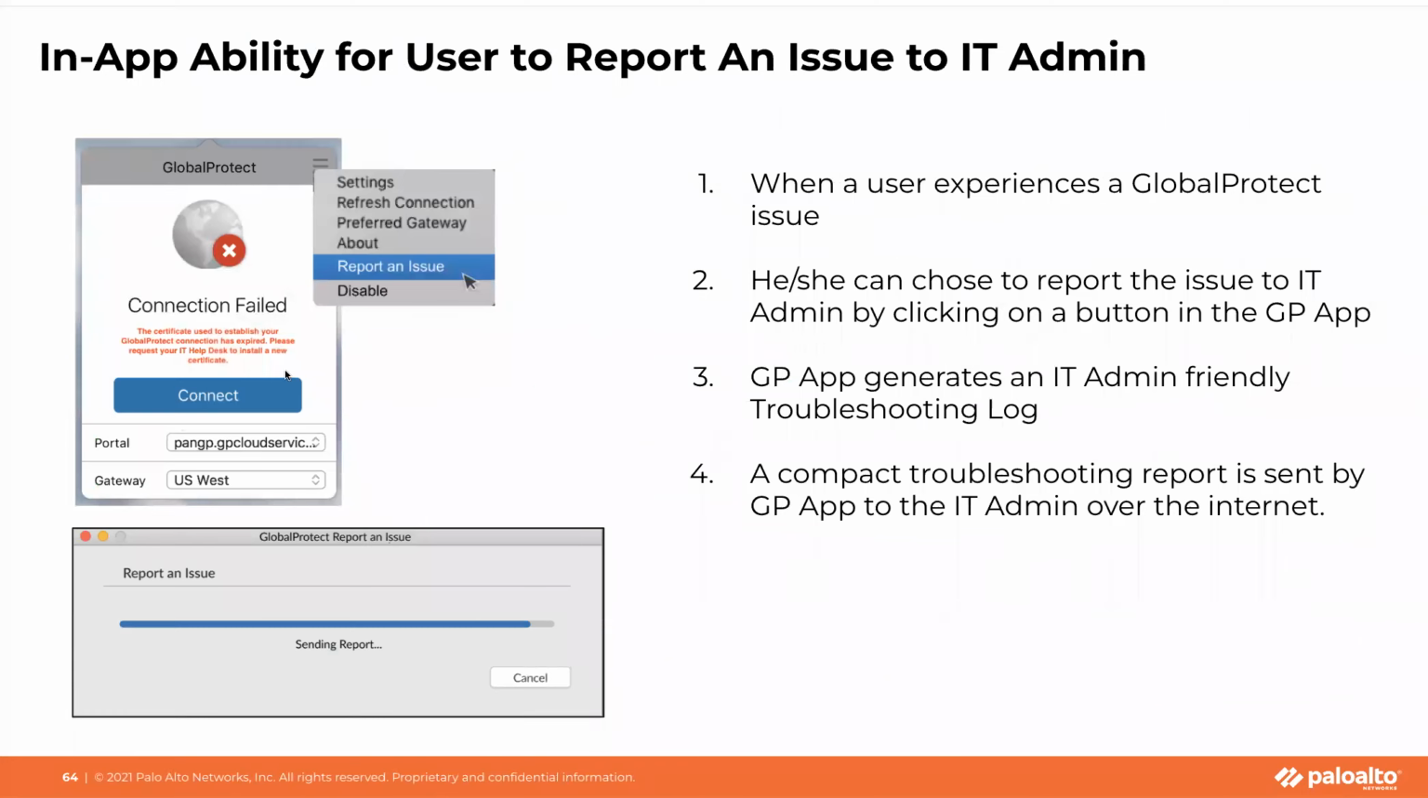A remote user can simply go to the GP app and click on report an issue, and it will generate the troubleshooting report and send it to the IT admin to enable quick resolution for this issue.